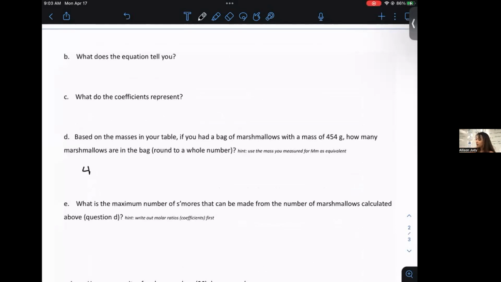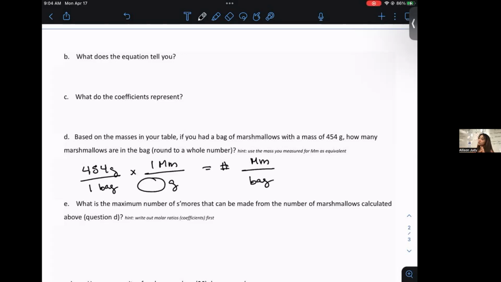What you're going to see is you're going to set up that I start with 454 grams per bag. Okay. And what you're going to see then is you're going to multiply by how many marshmallows, okay, by the grams. How many grams were for per marshmallow? And that would give you some number. It will give you some number marshmallows per bag.